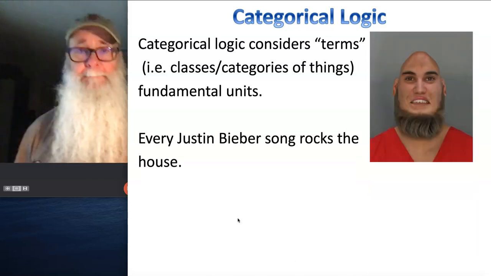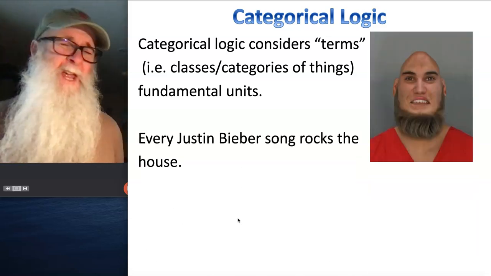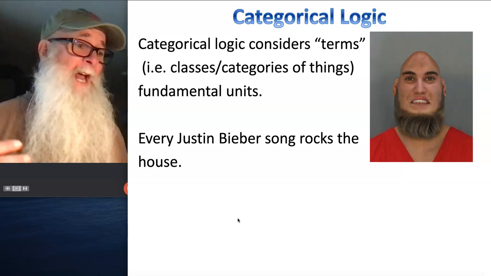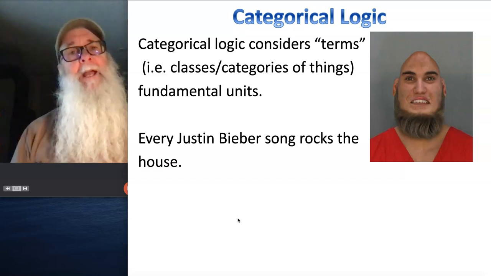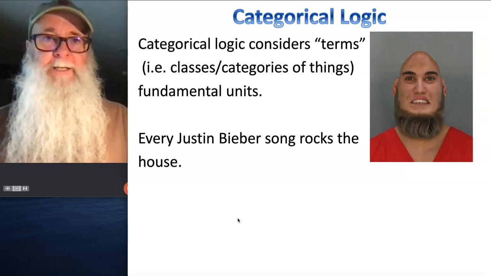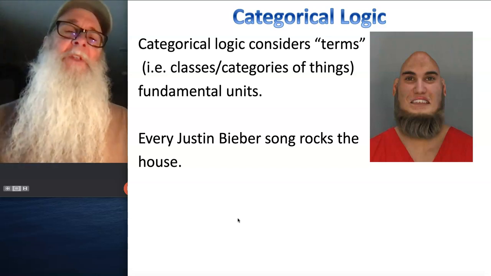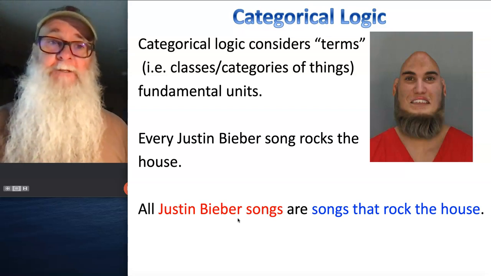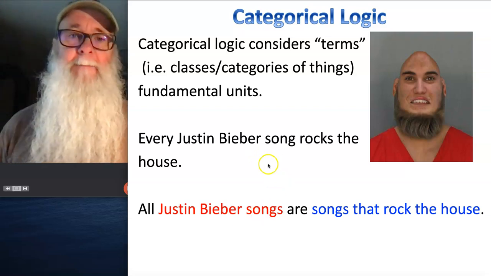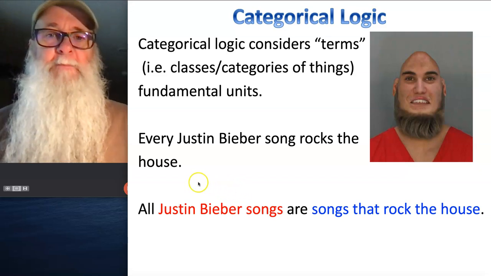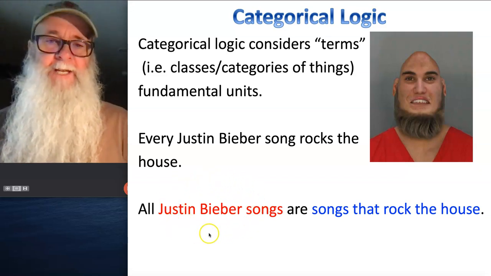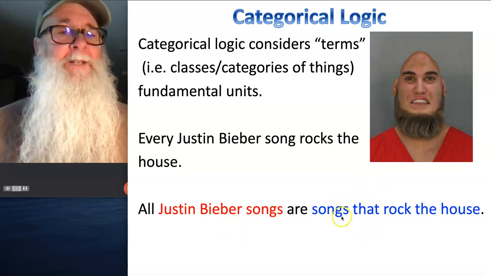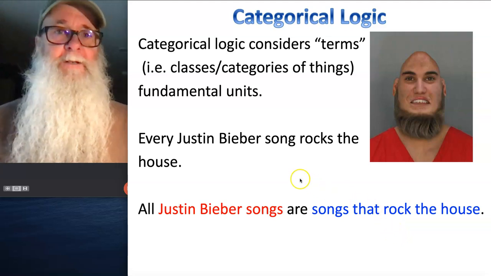So we might have a statement like, every Justin Bieber song rocks the house, and we can recognize this is a statement that's talking about things and how they're related to one another, and I can reveal what that relationship is by identifying the categories of things that are being discussed here and framing them within a standard form categorical statement. So I might translate this statement as all Justin Bieber songs are songs that rock the house. And now what I'm doing is I'm revealing something. I'm revealing that every single member of this category of things called Justin Bieber songs is included as a member in this category represented by the predicate term, songs that rock the house.